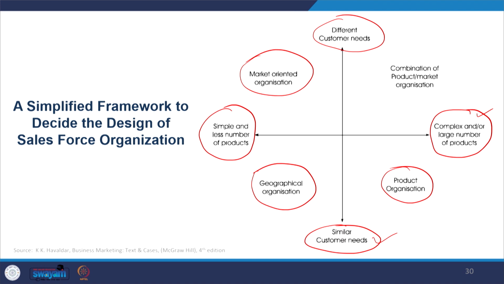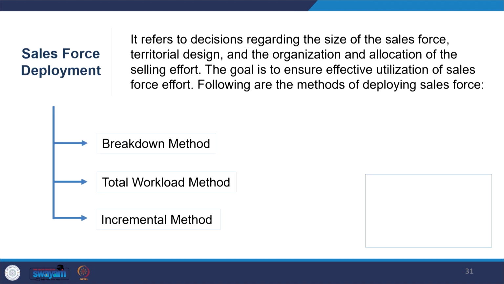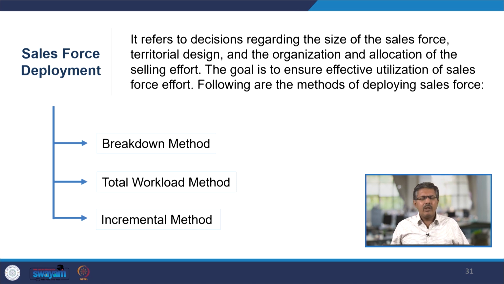So, this is a simplified framework which will be helpful for a manager or a potential manager to understand what kind of structure we should use in which condition. These two axes are very important, and this can help you in designing the structure. Now, Salesforce deployment, because we have been talking about personal selling and the role of personal selling in B2B products and services, we know that Salesforce are the key people, the most important people. They are the connection between the manufacturer and the buyer.